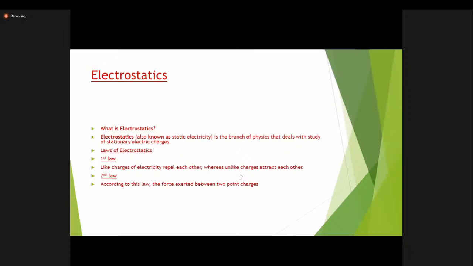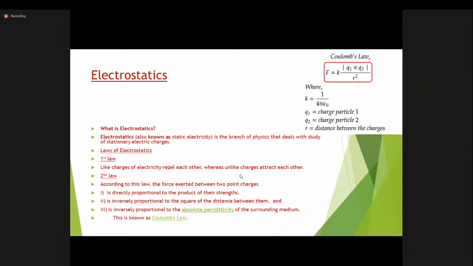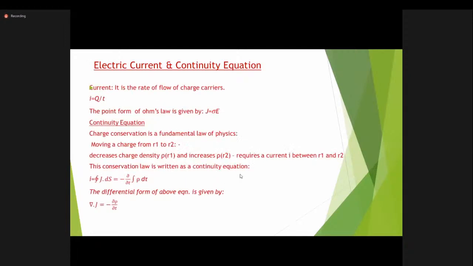According to this law, two charges attract each other or repel each other with a force which is directly proportional to the product of their charges and inversely proportional to the square of the distance between them. This is the second law, the more famous Coulomb's law. The first law: like charges repel each other, unlike charges attract each other. Second law, Coulomb's law.